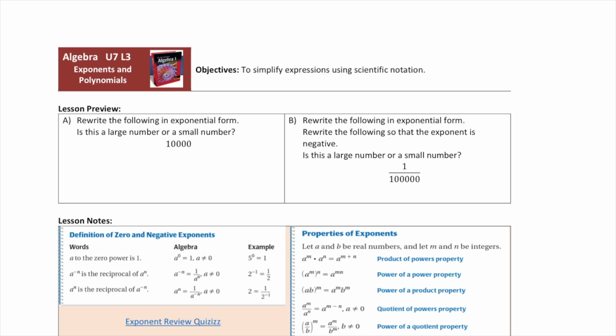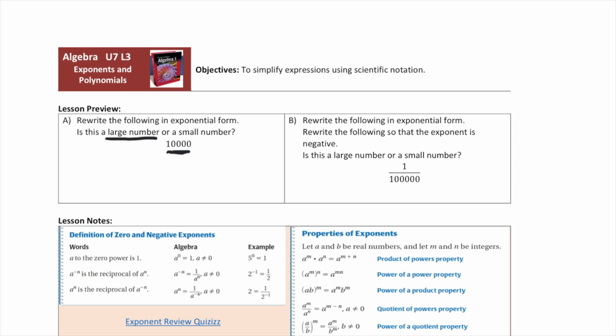For today's lesson, we're going to simplify expressions using scientific notation. For the big idea, please determine whether 10,000 is a large number or a small number. And as you consider that, let's think about 1 over 100,000. Now, in my opinion, 10,000 is a large number when you consider the unit 1.